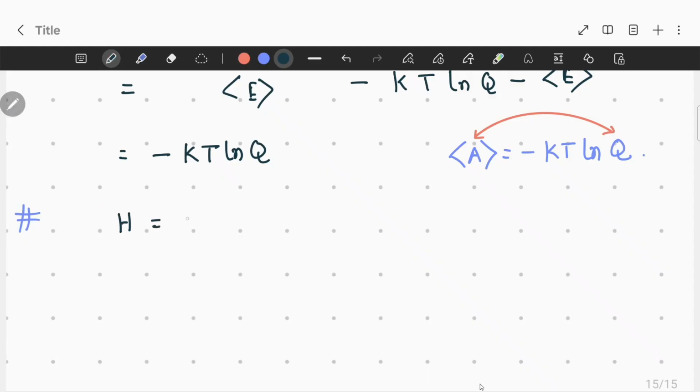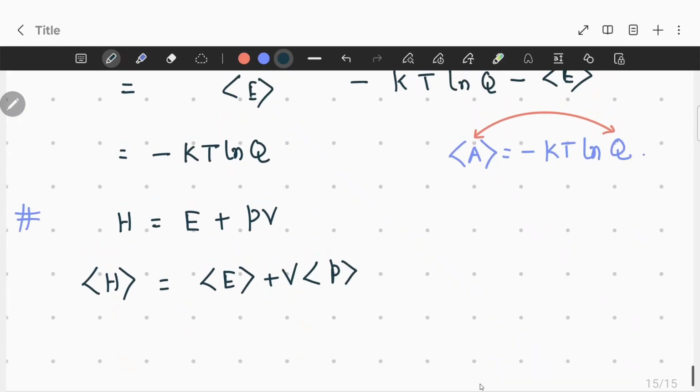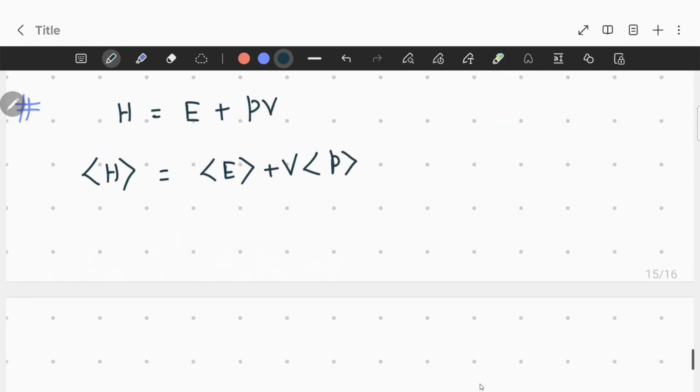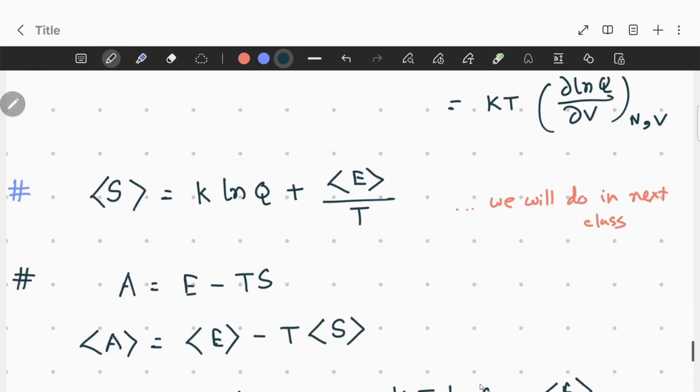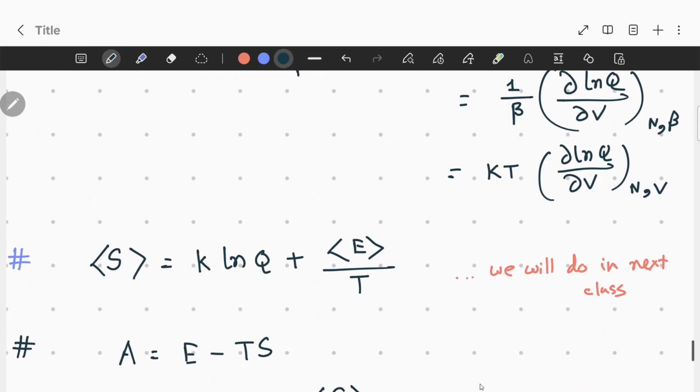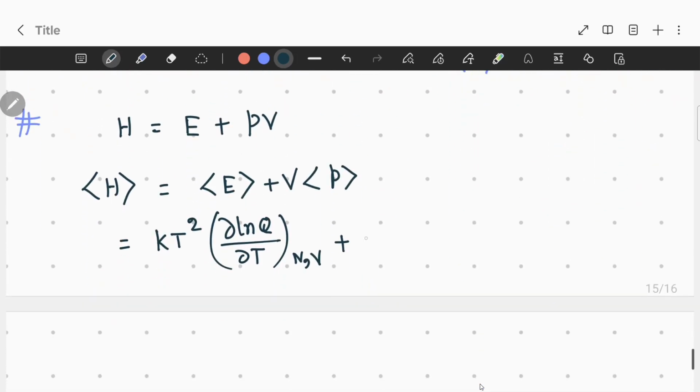Next is the enthalpy. Enthalpy is E plus PV, so H average will be E average plus P average times V average, and V is constant. So E average was our kT square d ln Q dT at constant V, and P average was this: kBTV, kT del ln Q del V.